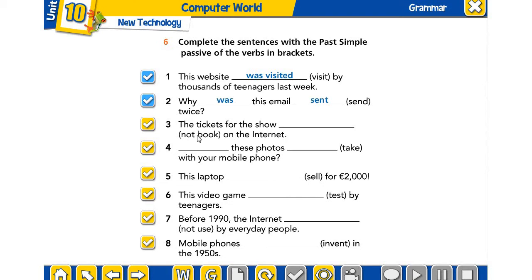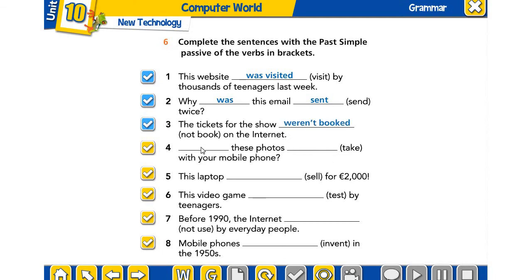And number 3, the tickets for the show. This is a negative sentence. Okay, negative sentence. I use negative form after was or were. The tickets for the show, this is plural, so I have to use were. Book means yer ayırtmak. Okay, ayırtmak. Okay, the tickets for the show, plural, were. Negative, weren't, were not. Book is regular, booked on the internet.